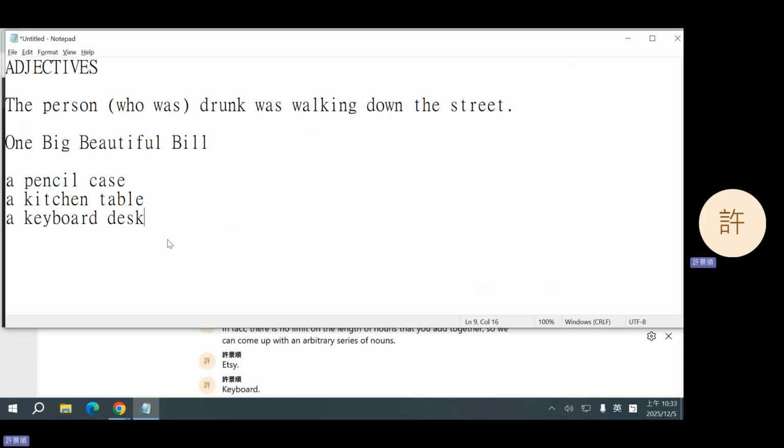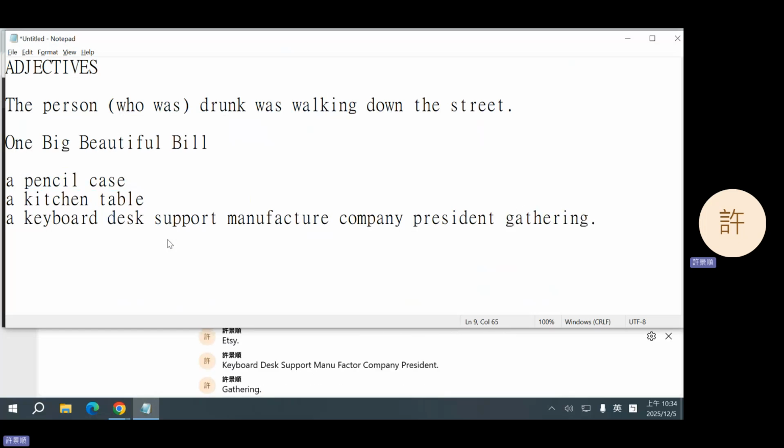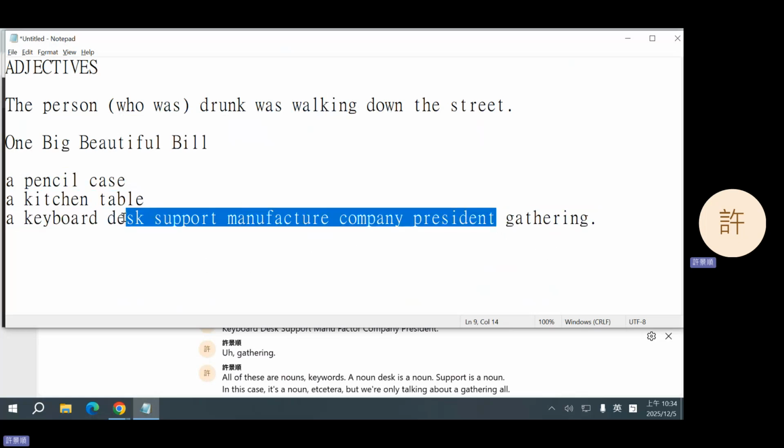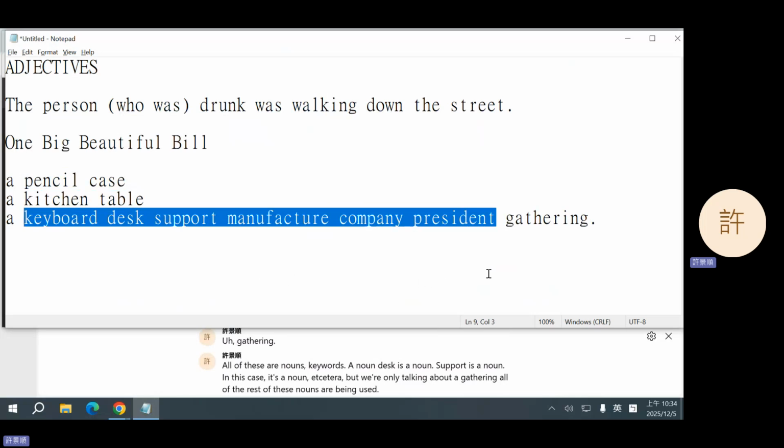Keyboard, desk, support, manufacture, company, president, gathering. All of these are nouns. Keyboard's a noun, desk is a noun, support is a noun. In this case, it's a noun, etc. But we're only talking about a gathering. All of the rest of these nouns are being used as adjectives.